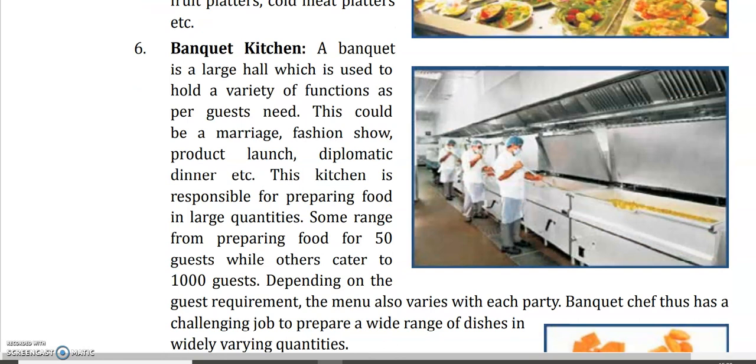Next is the banquet kitchen. A banquet is a large hall which is used to hold a variety of functions as per guests need.